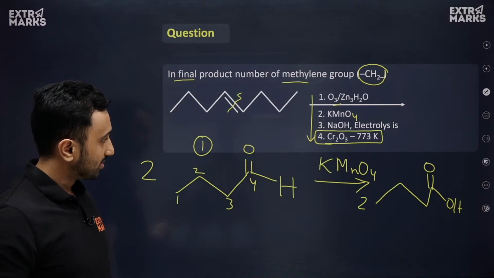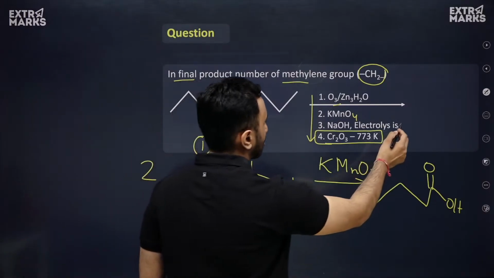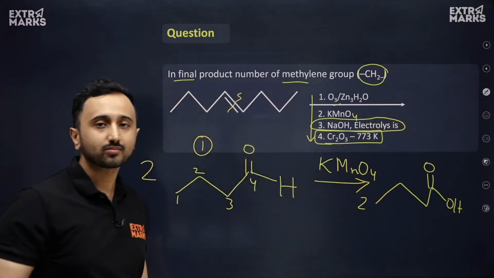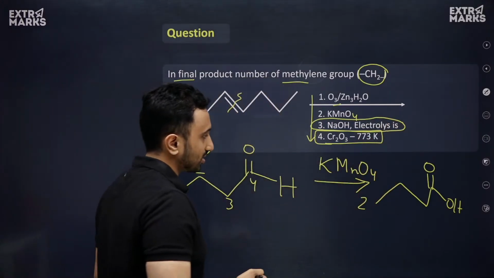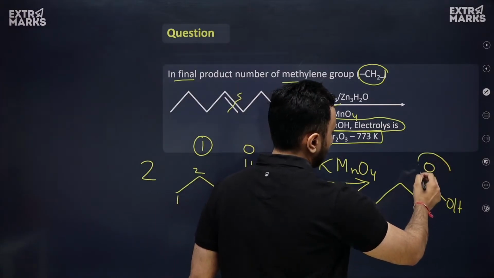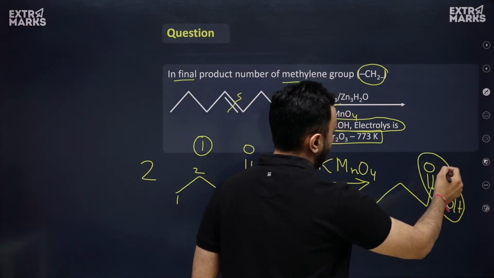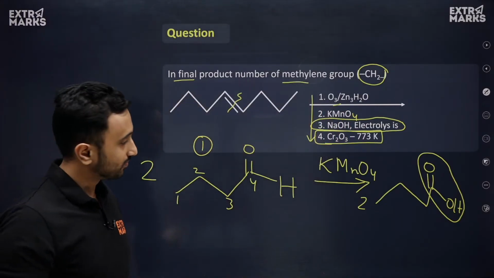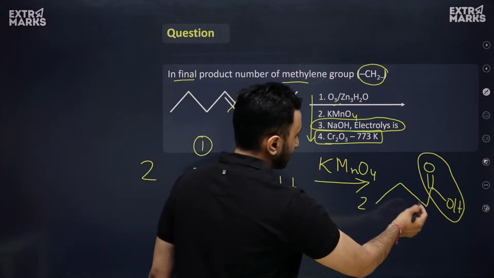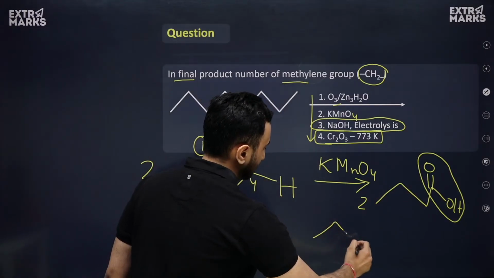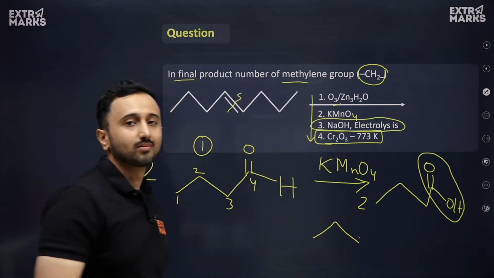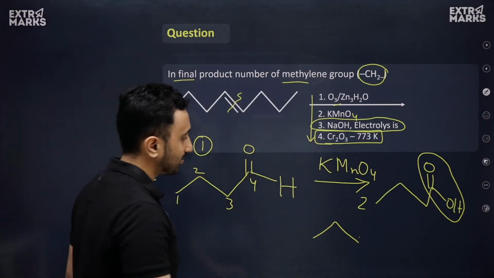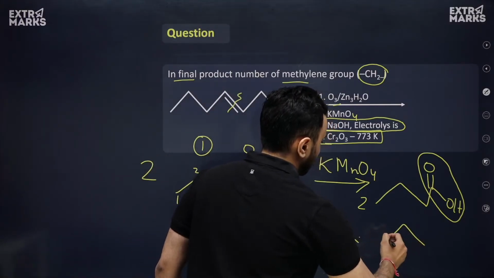Now we are doing electrolysis using NaOH. So what will happen? When we do its electrolysis, this part will be removed as it will form CO2. It will take out one carbon atom also. So we will be left with only 3 carbons, and you will have these radicals. And we know that radicals are not stable. So they will combine.